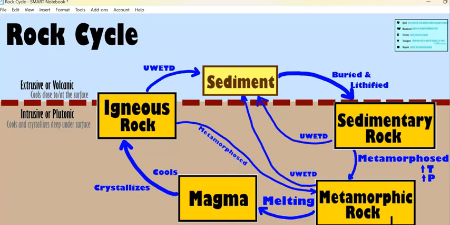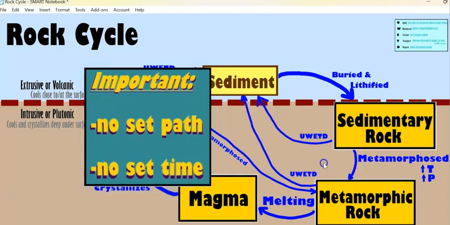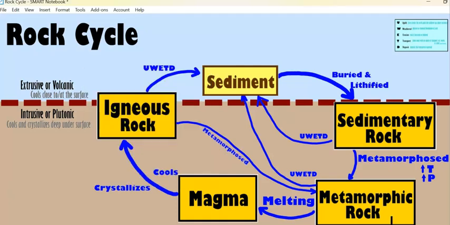And then it, of course, can go through another way. There is no set pattern and no set time on that. In fact, I'm going to emphasize that. There is no set path for this, and there is no set time. But this is the basics of the rock cycle, and I'll see you later.